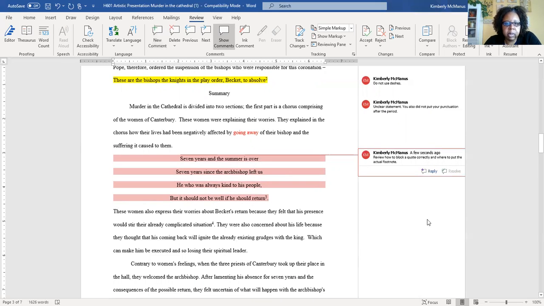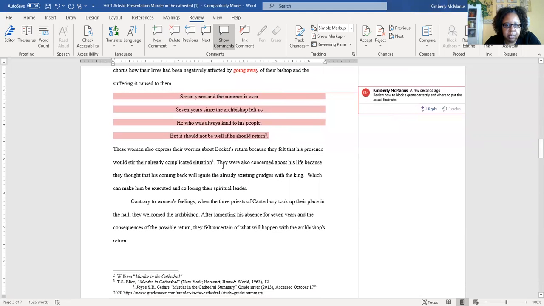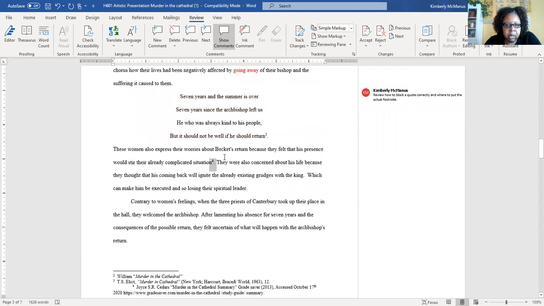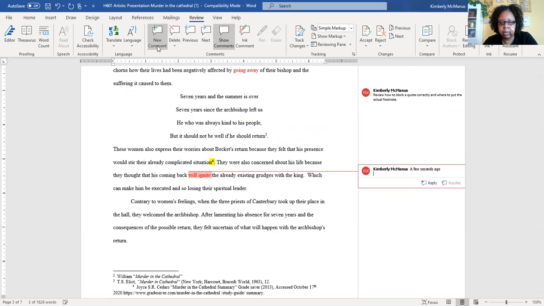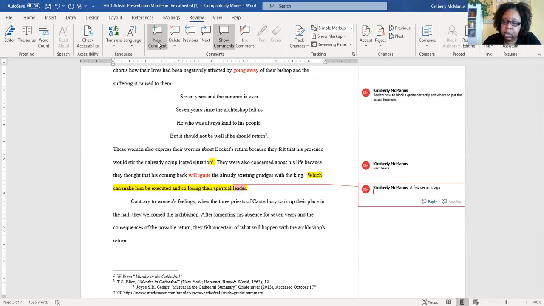These women also expressed their words about Becket's return because they felt that his presence would stir their already complicated situation. Same thing, we have the footnote in the wrong place. They were also concerned about his life because they thought that his coming back will ignite. Once again, your verb tense is wrong. Okay. The already existing grudges with the king, which can make him be executed and so losing their spiritual leader. This is a fragment. You cannot start a sentence with which.